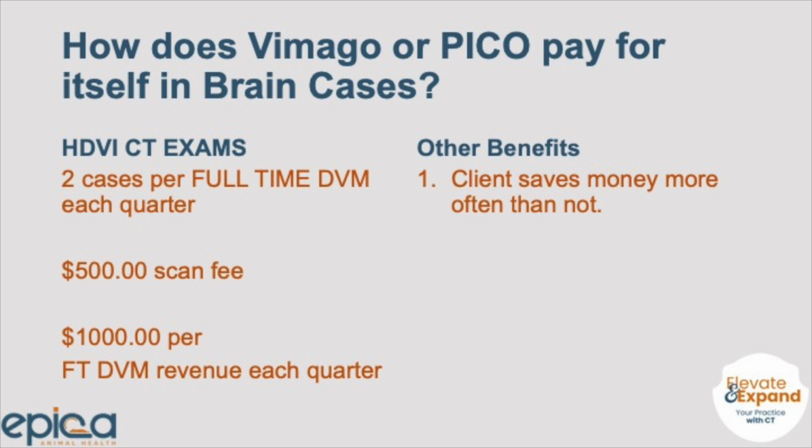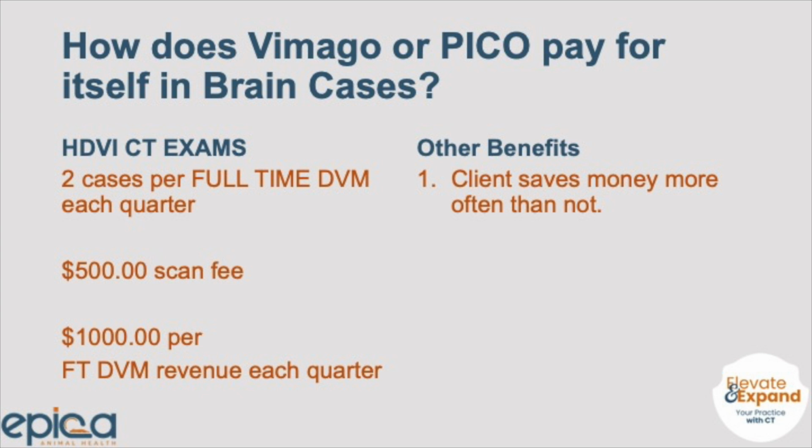So how does Vimago and Pico pay for itself in brain cases? Well, brain cases are actually fairly rare. We're not seeing those as often as we're seeing many of the other case types that we're discussing in this series. You can count on about 2 cases per full-time DVM each quarter, so less than 1 a month on average. You're going to scan the brain for a $500 scan fee or more, depending on your situation. That would be about $1,000 per full-time DVM in revenue each quarter. Essentially, the greatest benefit here is we're going to get an answer right now, and the client's actually going to save some money versus going down the road.